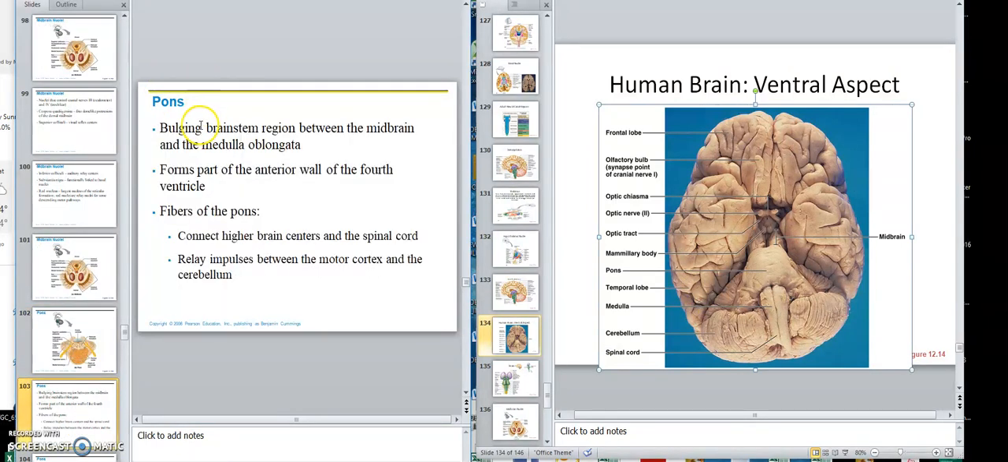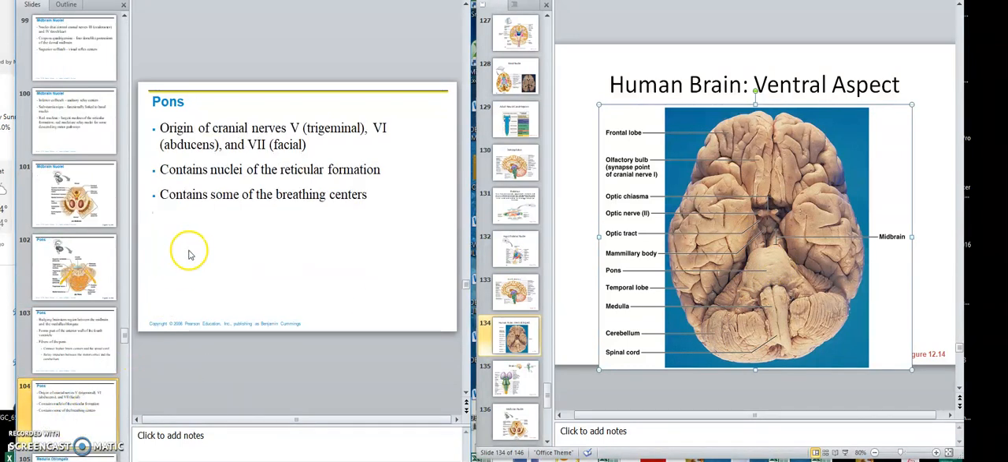So the pons bulge, a brainstem region between the midbrain and medulla, forms part of the anterior wall of the fourth ventricle. Fibers connect high brain centers, and it also sends fibers to the cerebellum right there. That area right there. So it sends fibers to the cerebellum. Cerebellum helps coordinate balance and other things. That's your pons. Okay. That's part of the brainstem. So see, we've gone from up here, cerebral peduncles, to the pons. Moving down now. And here's some cranial nerves. But I'm going to talk about the cranial nerves later in another video.